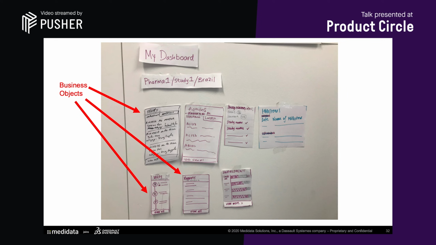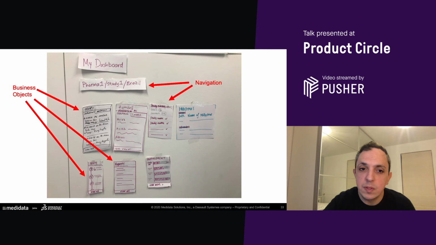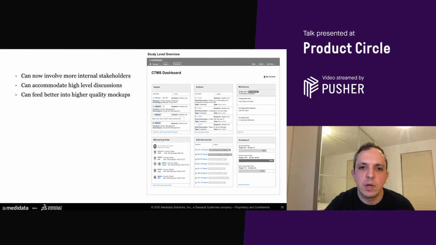We already knew that we were going to be surfacing data based on business domains, and each widget or each little card on this paper mockup was its own entity, let's say. We could even discuss navigation because the navigational aspects are there, and even the data visualization elements, right? So once again, very important part in the journey.